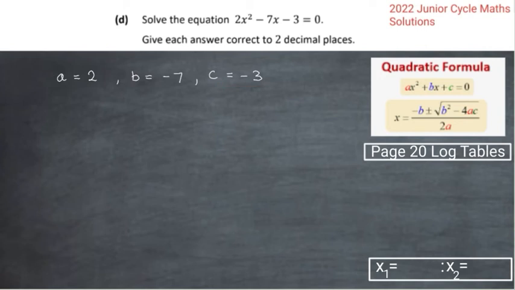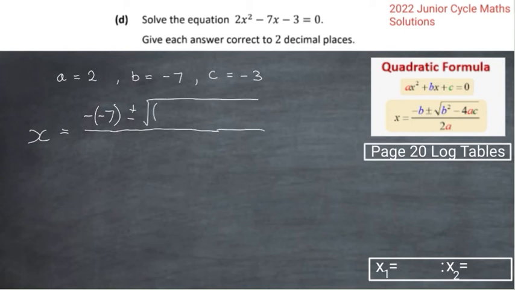So let's put it all into the quadratic formula, and you can look this up on your log tables, page 20. So x is equal to minus b plus or minus the square root of b squared minus 4ac over 2a. So it'll be minus brackets minus 7, as the minus 7 is the input, and then inside this square root we'll have minus 7 squared is b squared minus 4 by a by c, which is minus 4 by 2 by negative 3 all over 2a, which is 2 by 2.